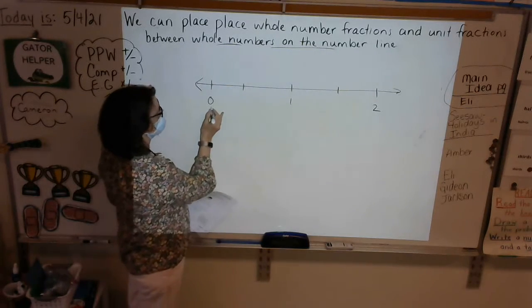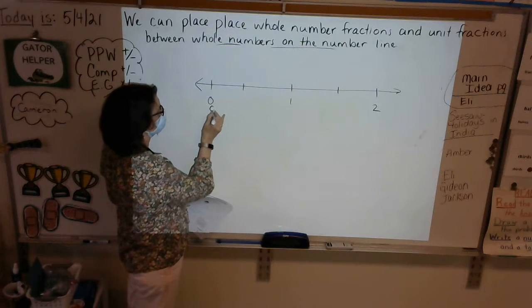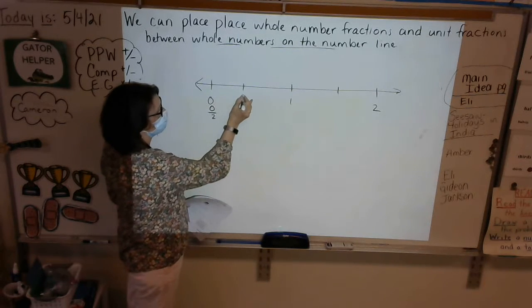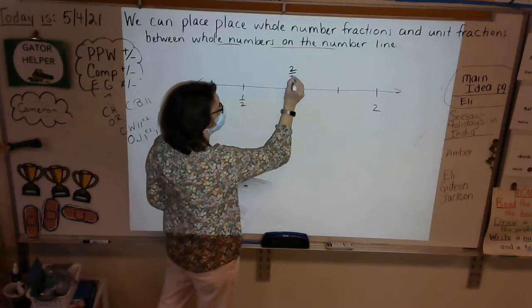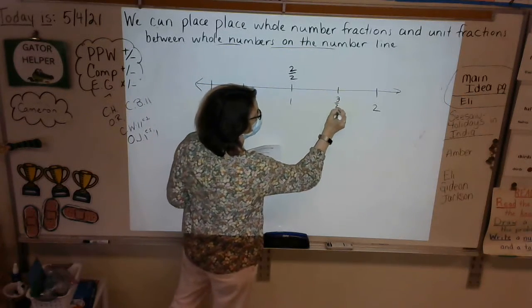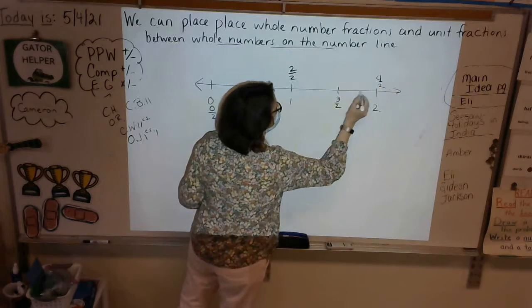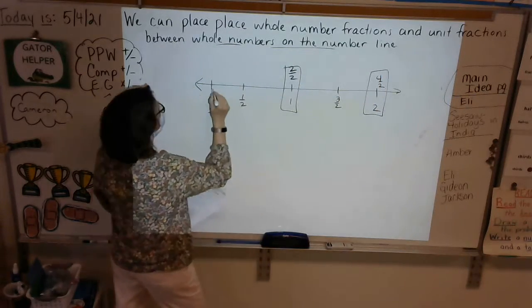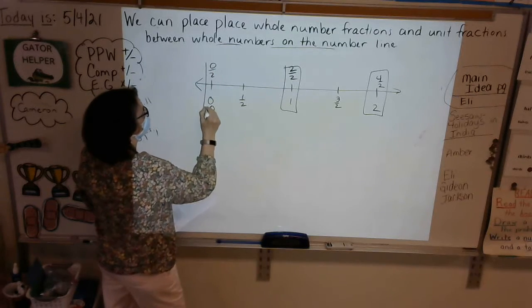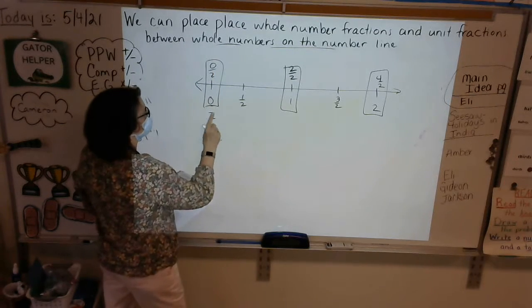So we're going to start, boys and girls. You count, and I will complete these. 0 halves. 1 half. 2 halves. 3 halves. 4 halves. Very good. And these are whole number fractions because we can divide and get those numbers. Okay? So there's just a little skip counting.